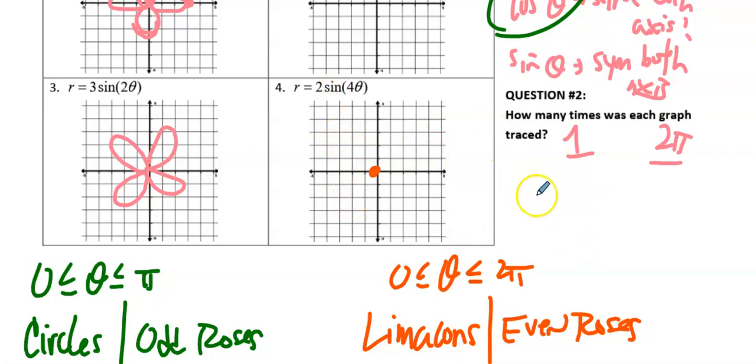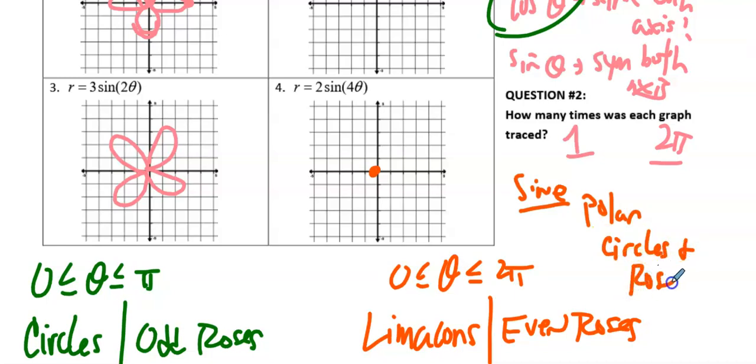But actually, if we look at the sine, because that's the most important one, well, where does it actually start at the pole? It's going to start at the pole for our circles and for our roses. So circles, that's supposed to be pole. I don't know why I wrote polar. So let's change that up.